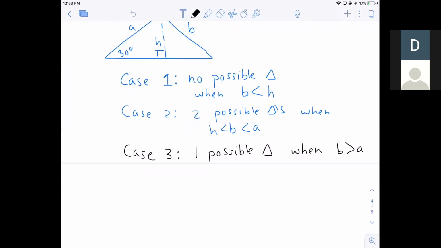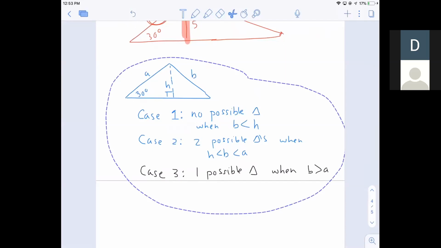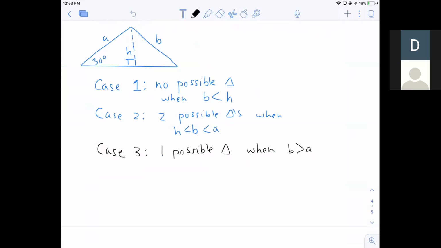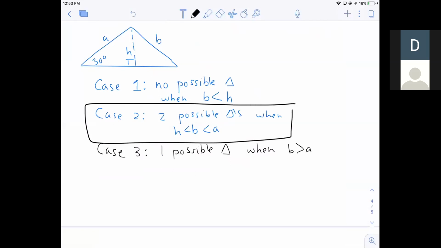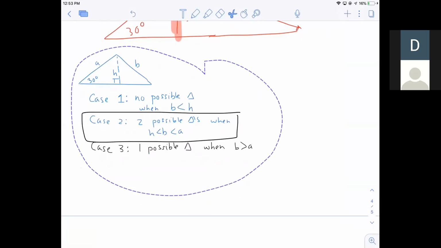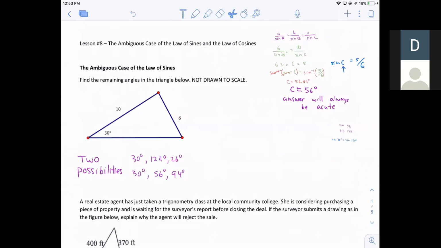All right, I know this is a lot, but this is the ambiguous case of law of sines. So when we talk about the ambiguous case, we're most often going to be talking about this when we have 2 possible triangles. All right, cool? So let me put this back at the top of my notes.